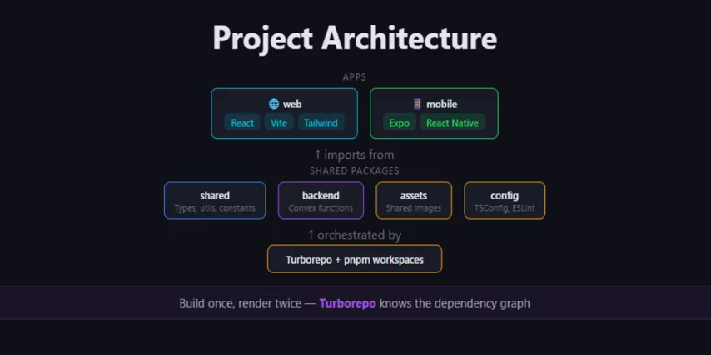At the top level, we have a monorepo, a single repository that contains everything. Inside, there are 2 main directories. First, apps. This is where the platform-specific code lives.